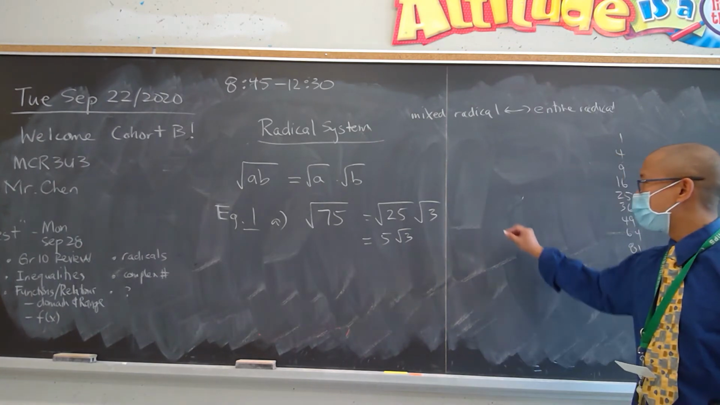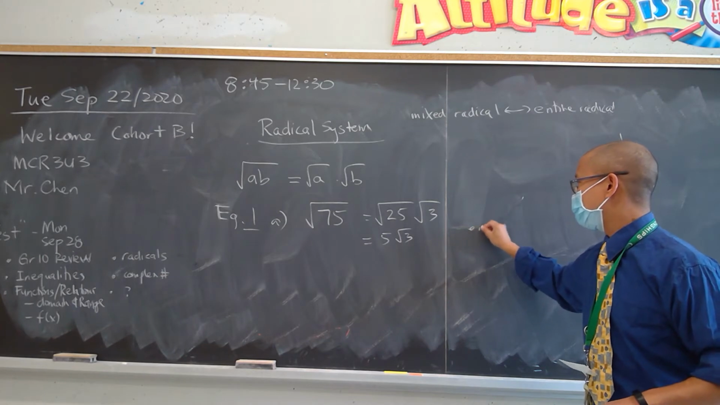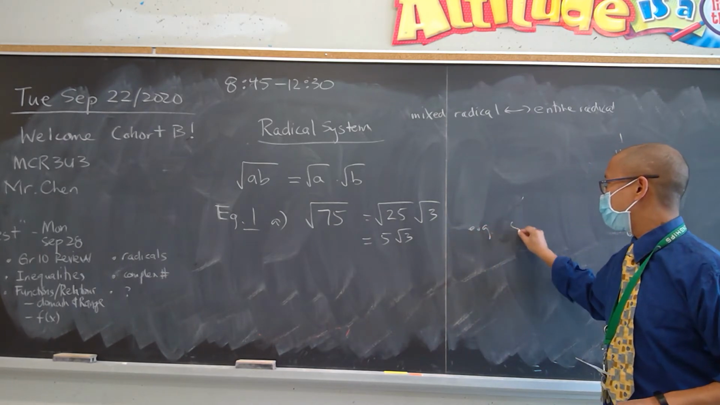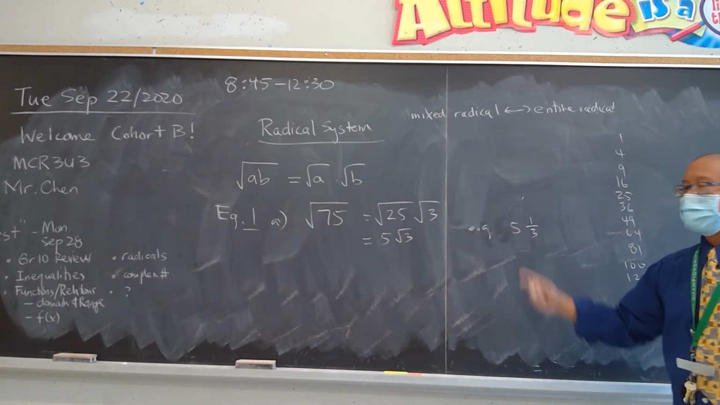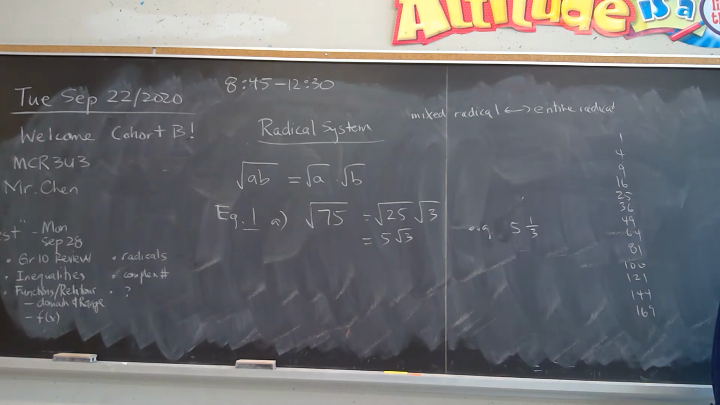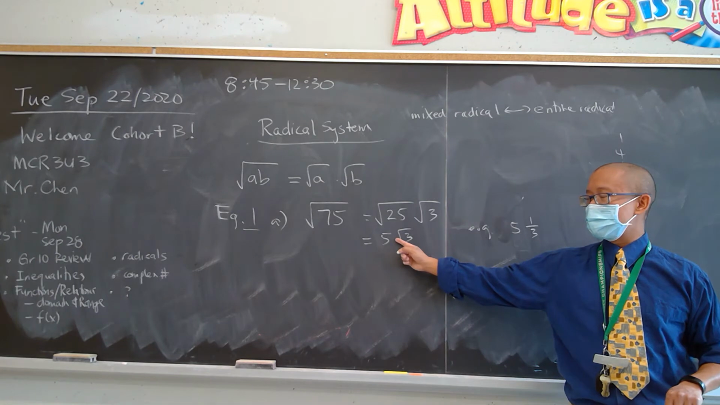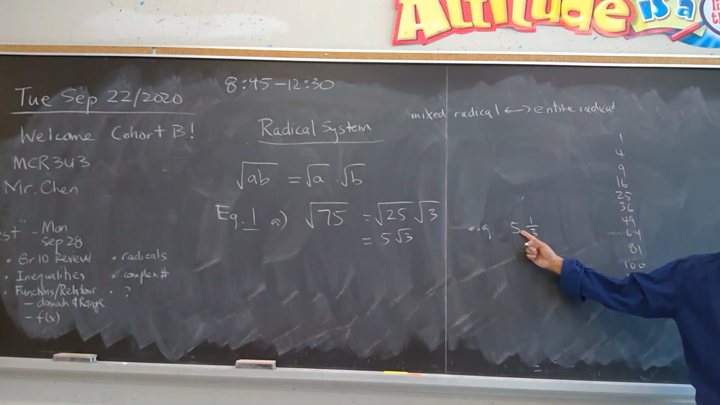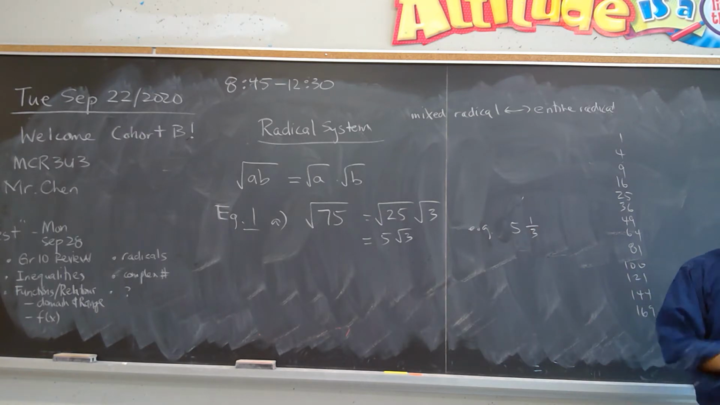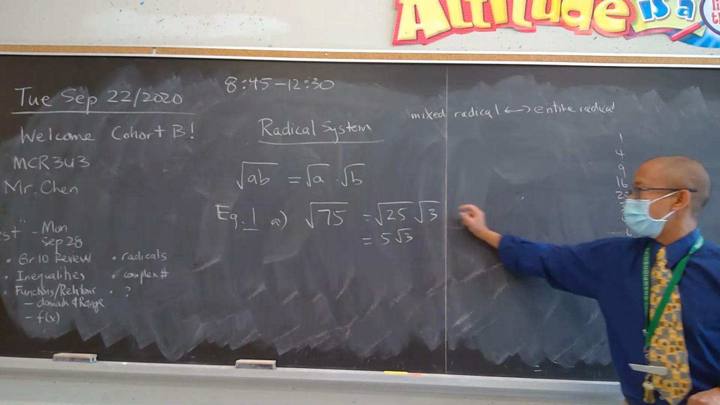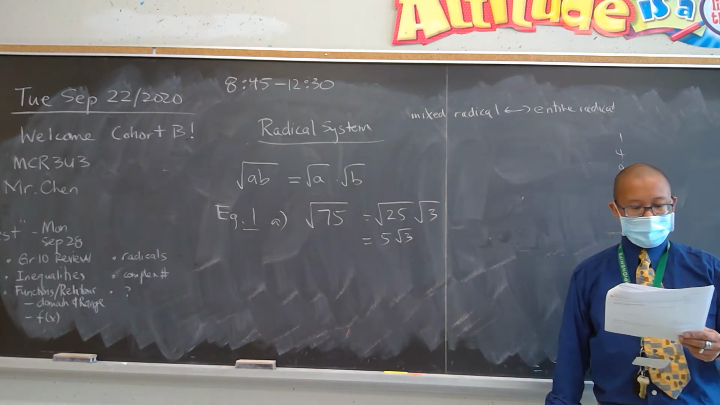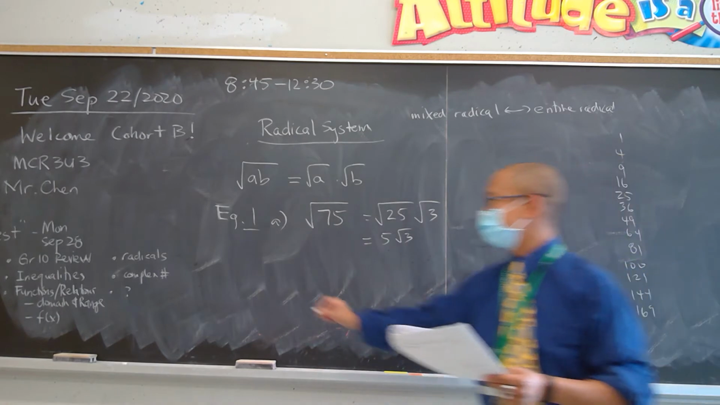It's almost analogous to this example, a mixed fraction. This is 5 and 1/3. However, what's happening between the 5 and the root 3 is multiplication, and what's happening between the 5 and 1/3 in this case is actually addition. So that's the commonality. Okay, let's erase that. Let's try question B.